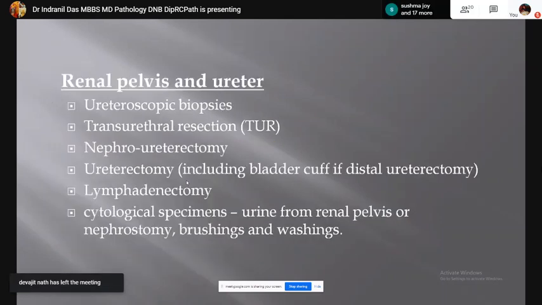And in case of renal pelvis and ureteric tumor, the specimen types are the ureteroscopic biopsies, transurethral resection of tumors, nephroureterectomy, and ureterectomy, including bladder cuff. If the tumor involves the distal ureter, then of course lymphadenectomy in case of radical specimen, and also the cytological specimen and brush cytology.